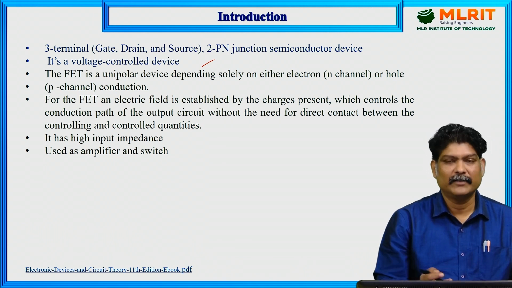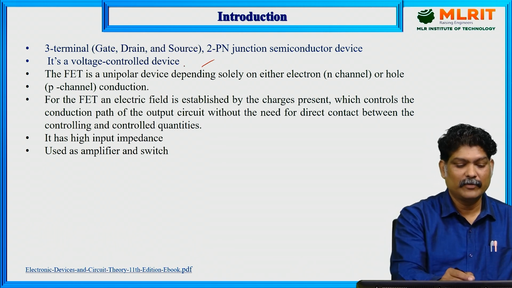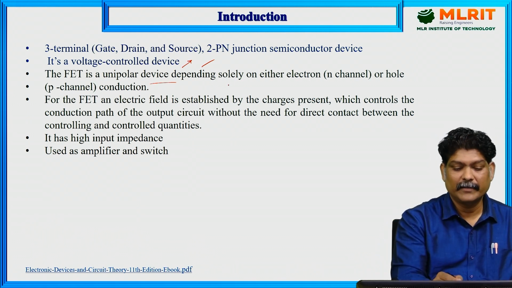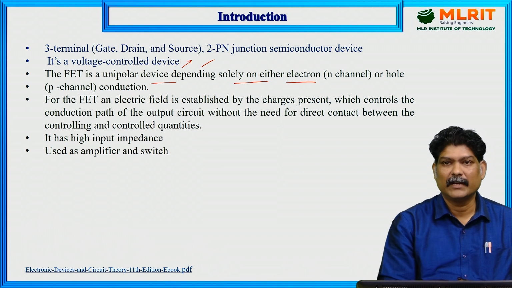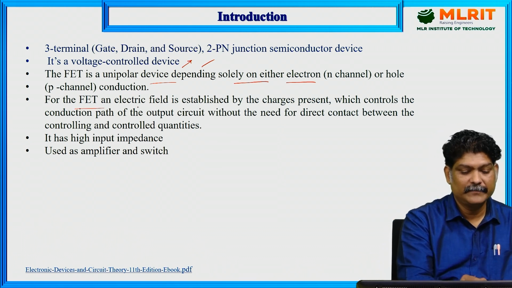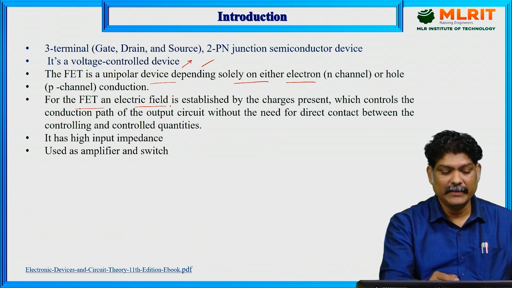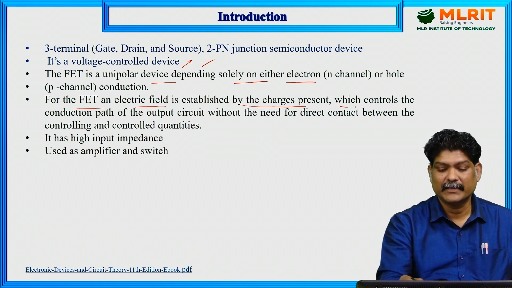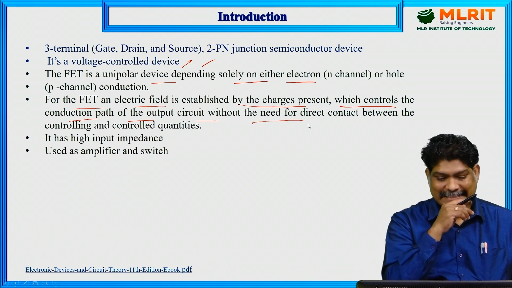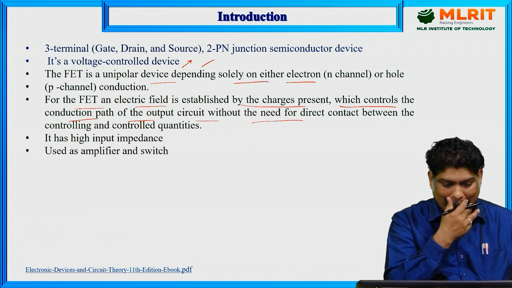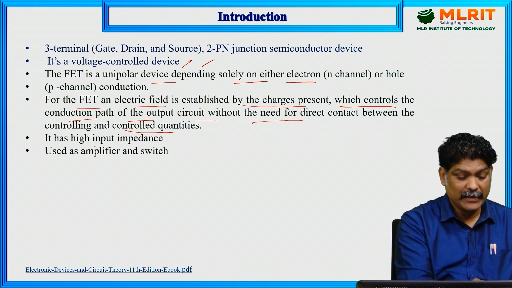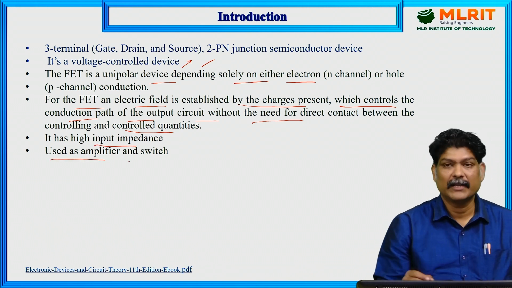FET is a three-terminal device and two PN junctions are there, and it's a voltage variable device. FET is a unipolar device depending solely either on electron or hole for the conduction. For the FET, electric field is established by the charges present, which controls the conduction path of the output circuit without the need for direct contact between controlling and controlled quantities. It has high input impedance. It can be used as amplifier, switch.